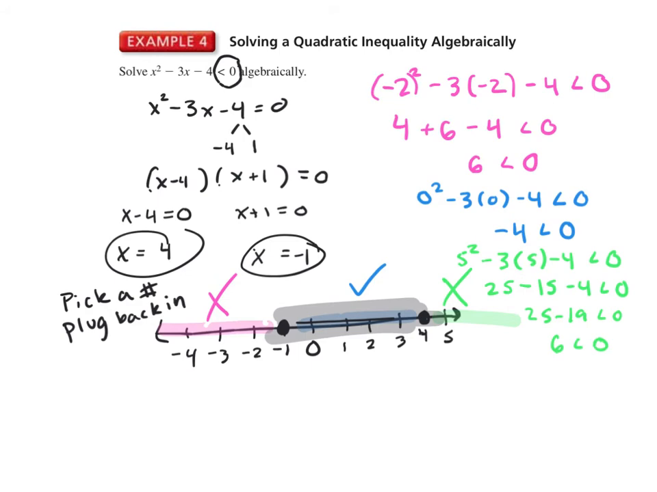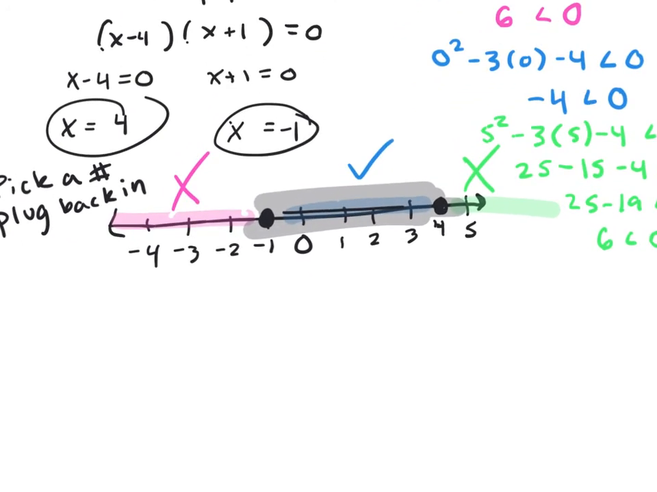So in the book, how we would write our answer, so anywhere from negative 1 to 4 works. So we would say x is from negative 1 to 4, so we would write that as negative 1 is less than x, which is less than 4.